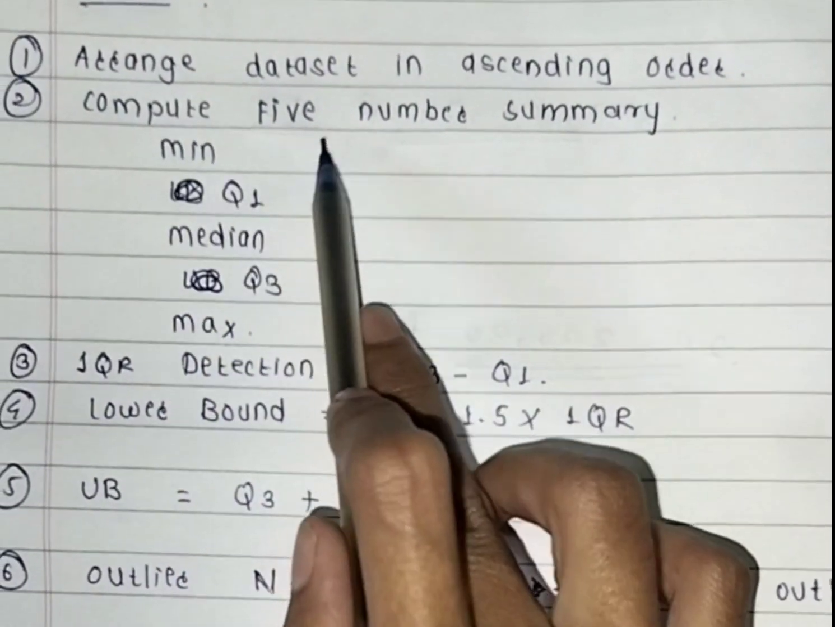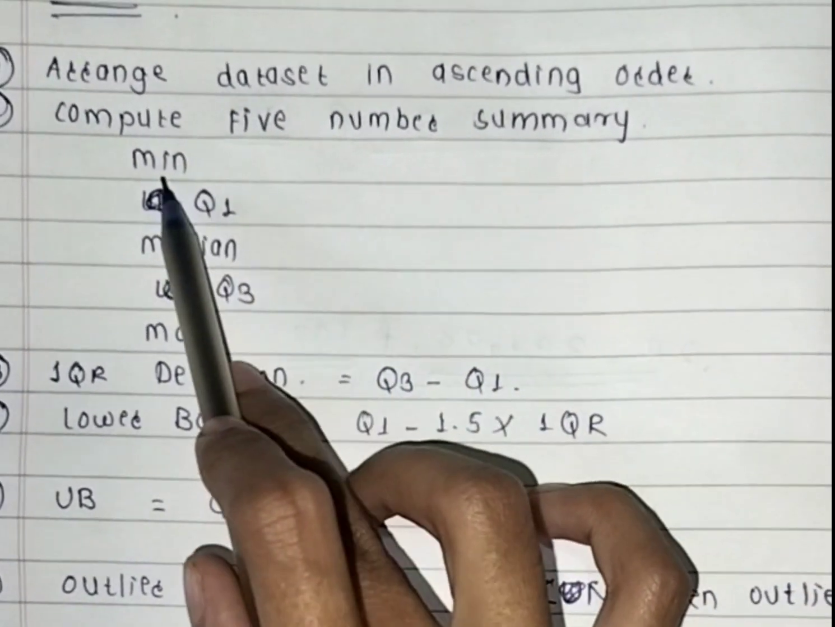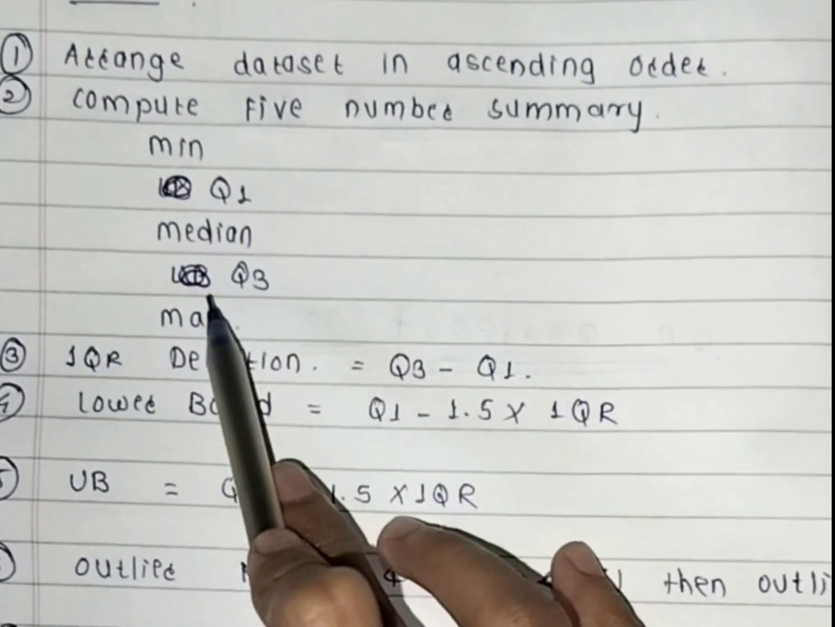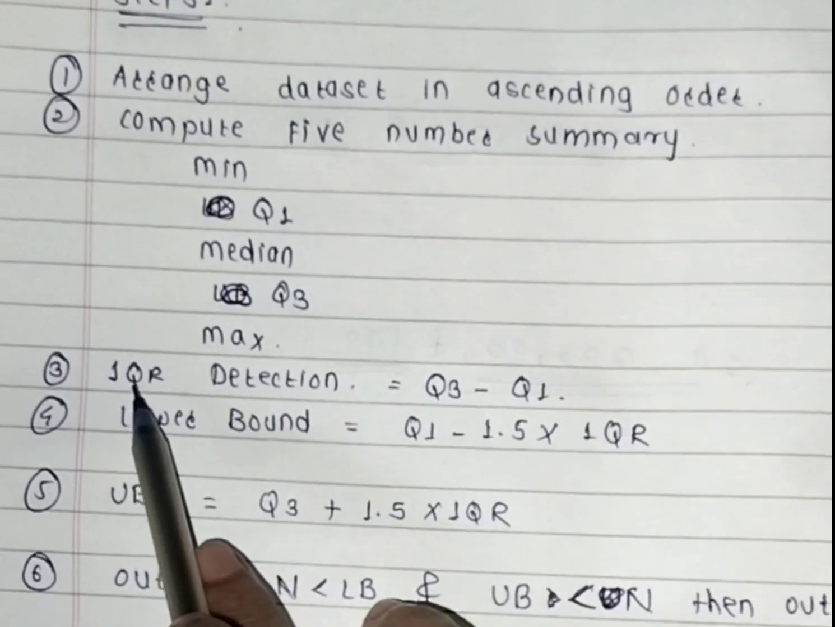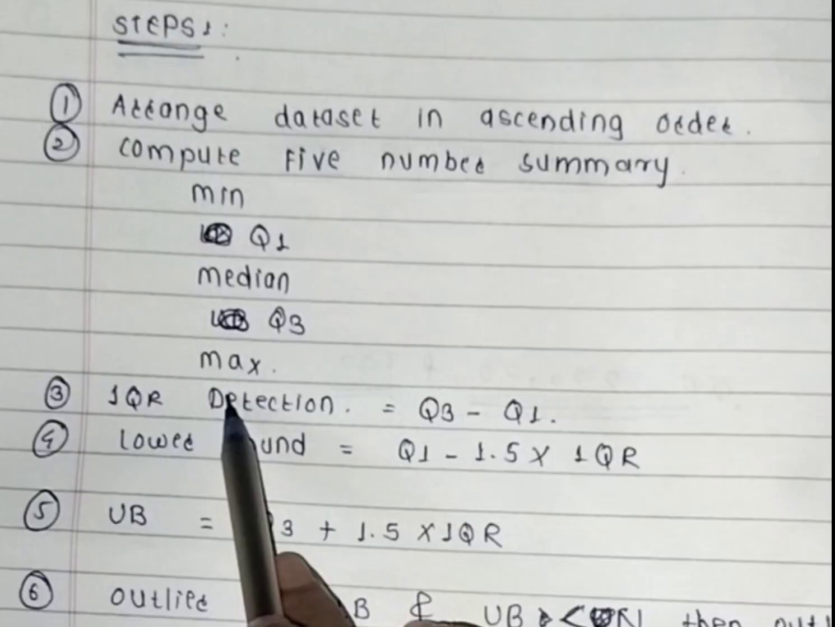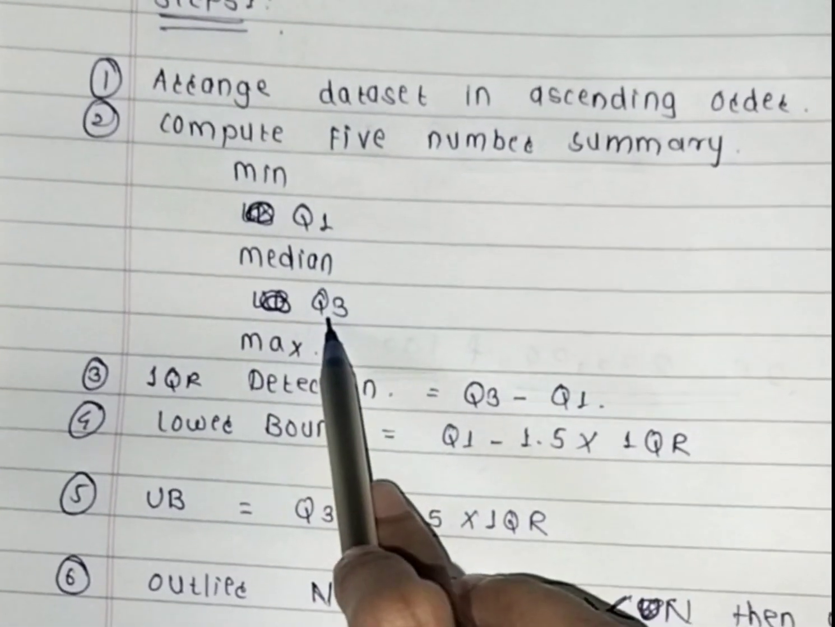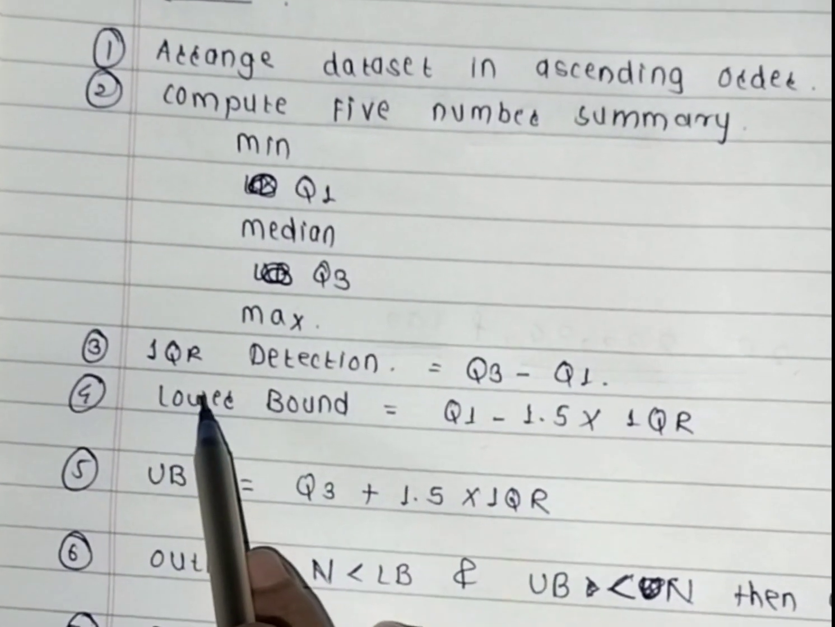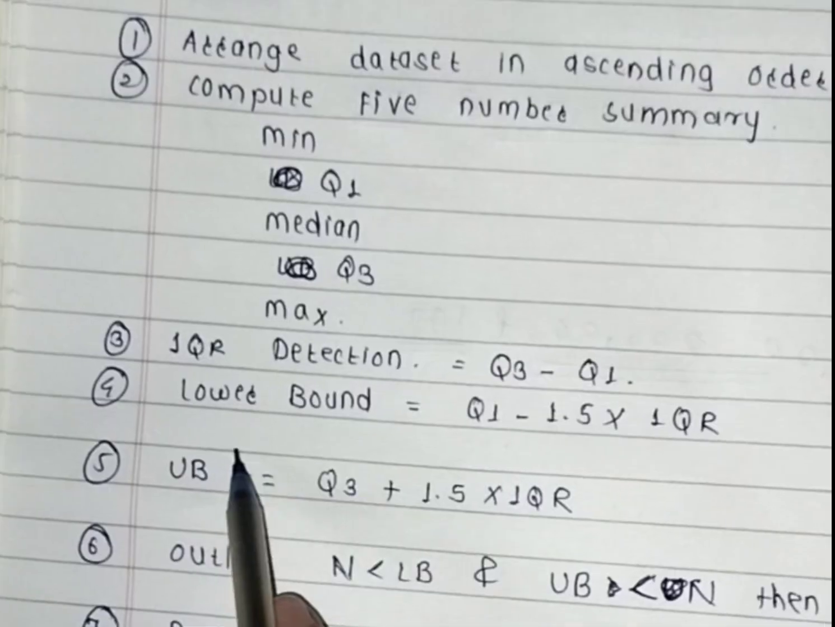Then we will compute the 5 number summary. So what is the 5 number summary? From the data set we will find the min number, Q1, median, Q3 and the max number. Then the third step, we will find the IQR. IQR is the interquartile range, which is computed from Q1 and Q3. So we will apply the formula Q3 minus Q1, and then we will find the lower bound, then we will find the upper bound.